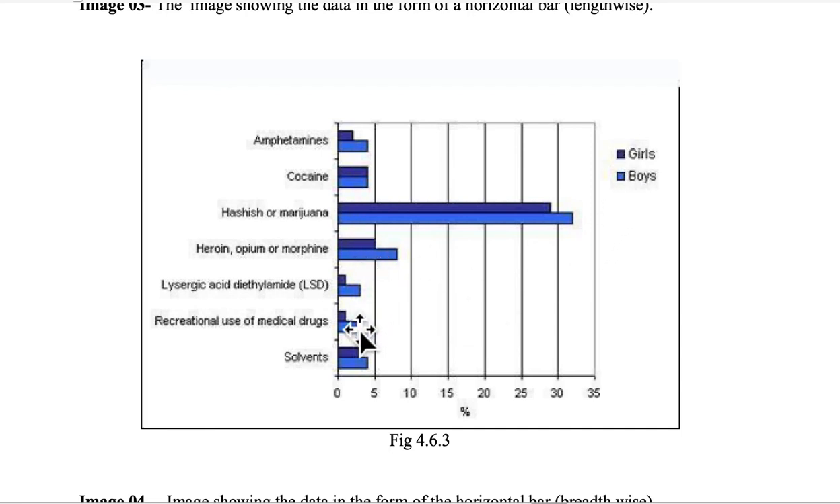For example, if we want to see the recreational use of medical drugs, it is greater than 0 but less than 5, somewhere we can say 3%. 3% in case of boys, and it is much less, maybe 1% in case of girls. In this way, we can read from a bar diagram, and so a bar diagram is a format of data.